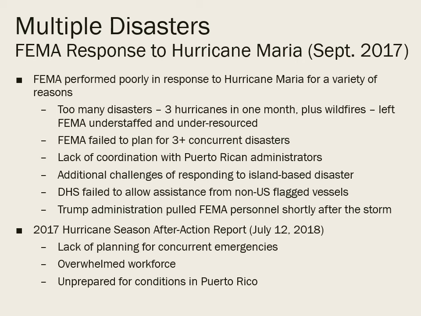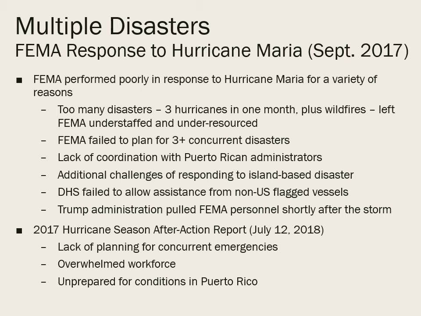And then Hurricane Irma, which hit Florida in September 2017, also hit the U.S. Virgin Islands. And then FEMA was also dealing with California wildfires. So a lot of its supply depots had already been emptied out in response to these other emergencies. FEMA had planned for up to 2 disasters at a time. They didn't have any contingency plans for 3 or more disasters.